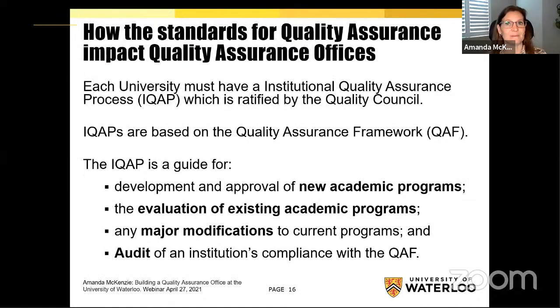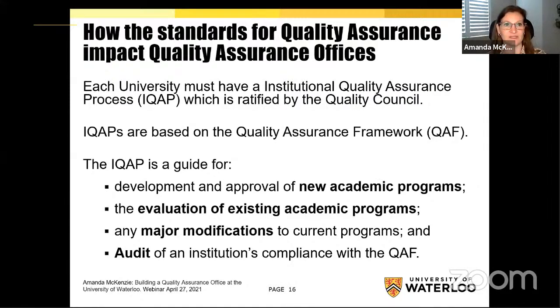Okay, so we've talked a little bit about the quality assurance council in Ontario. We've talked about the quality assurance framework, which is basically the Bible, for lack of a better term, that each university must follow. So let's talk about how a university actually applies that. So the standards of this quality assurance framework are adopted by a university in their institutional quality assurance process document.